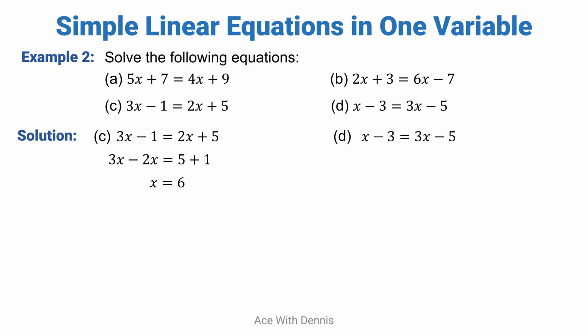For D, x minus 3 equals 3x minus 5. So we have to move the x to the right hand side and the minus 5 to the left hand side, so that the x term will be positive. Hence the equation becomes minus 3 plus 5 equals 3x minus x. Hence 2 equals 2x, so x equals 2 over 2, which is 1.